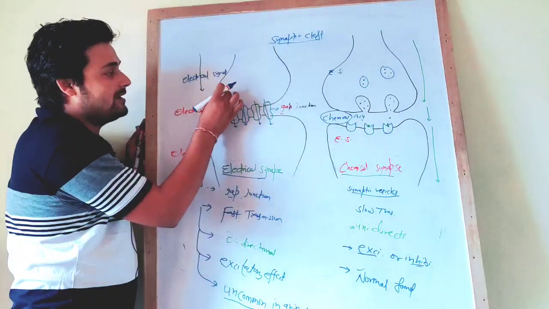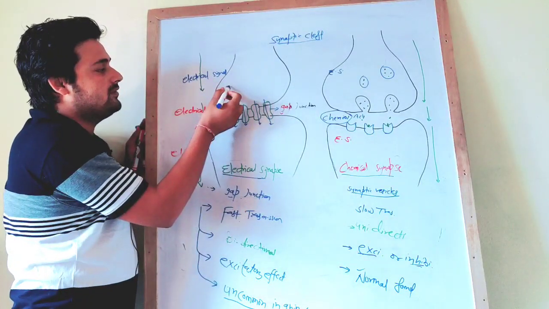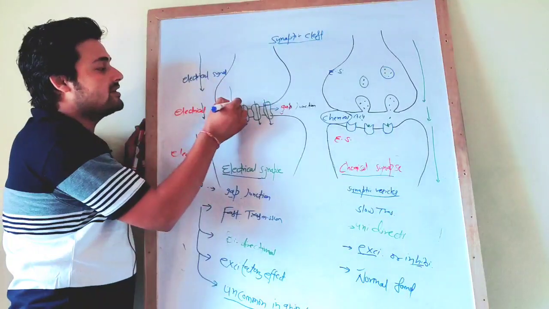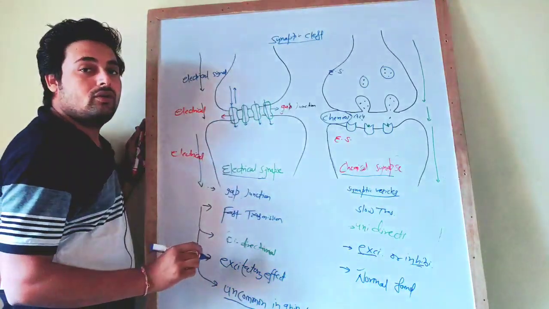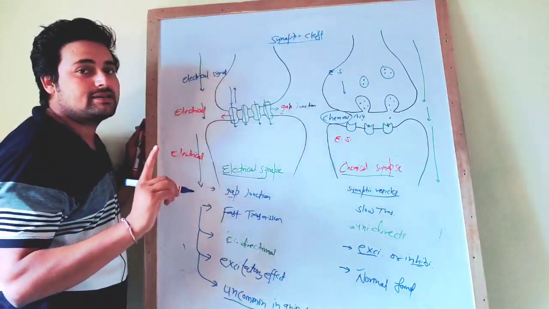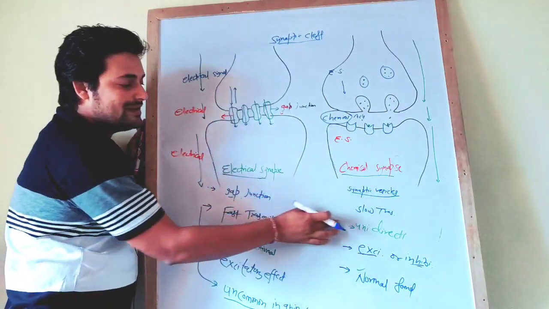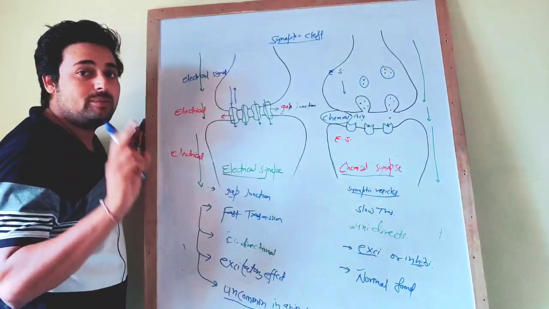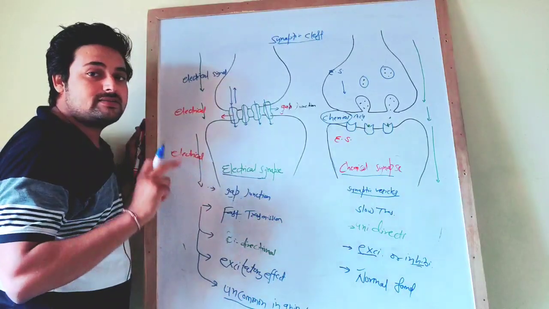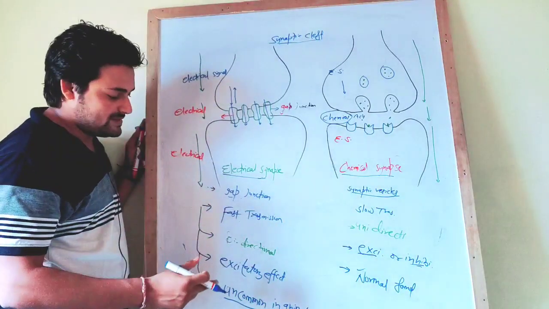electrical transmission is bidirectional. It means if the signal is going in one direction, it can reverse back like this, while chemical transmission flows in only one direction. That's why we call it a unidirectional process. So chemical transmission is a unidirectional process, while your electrical transmission is a bidirectional process.